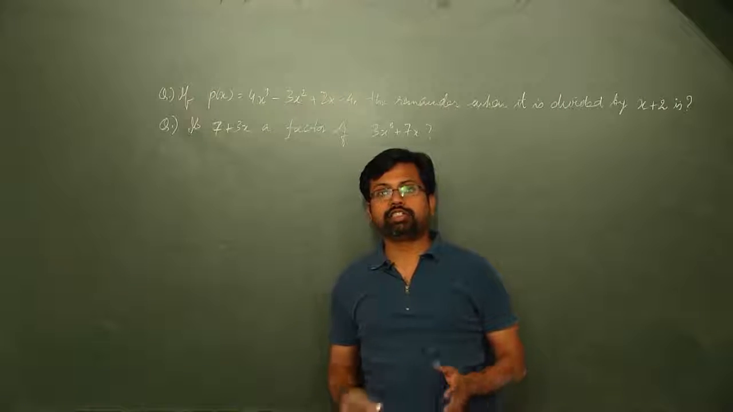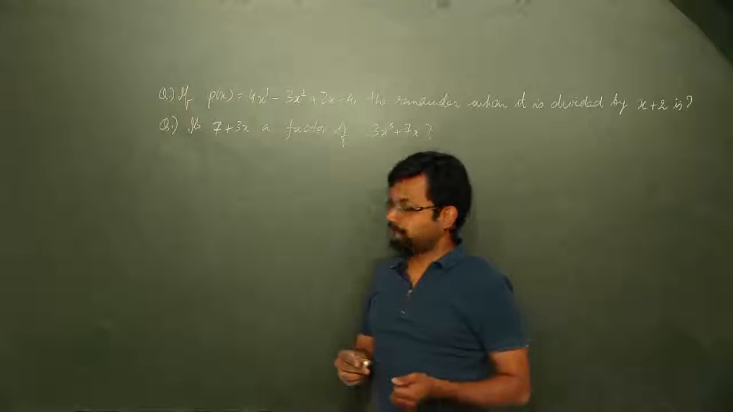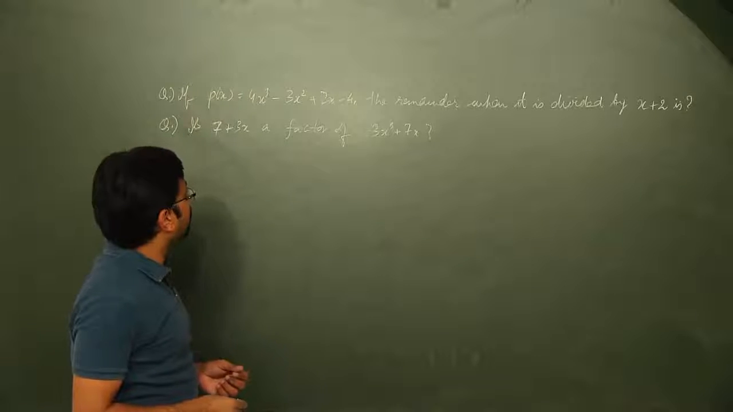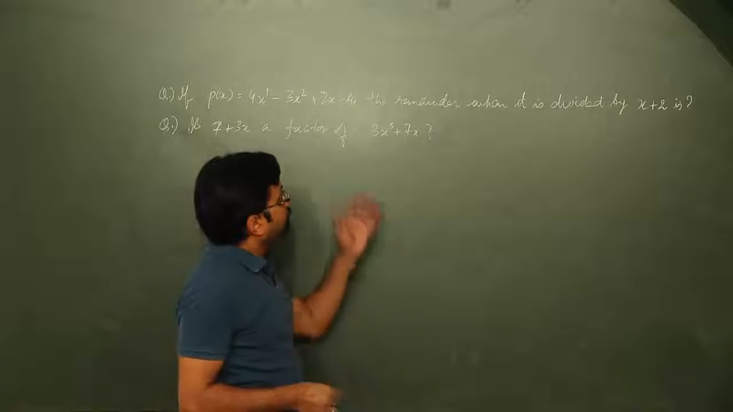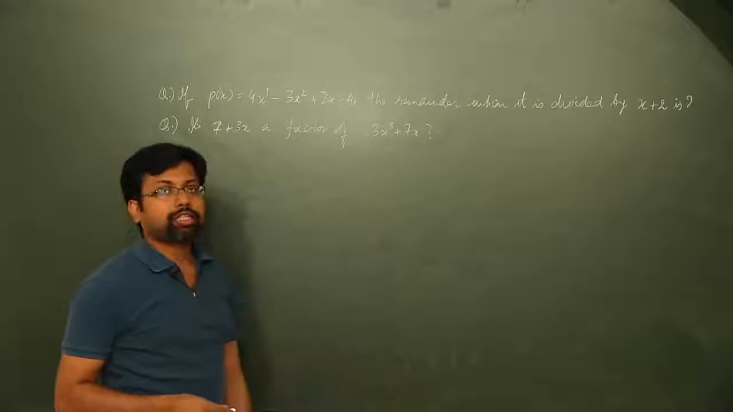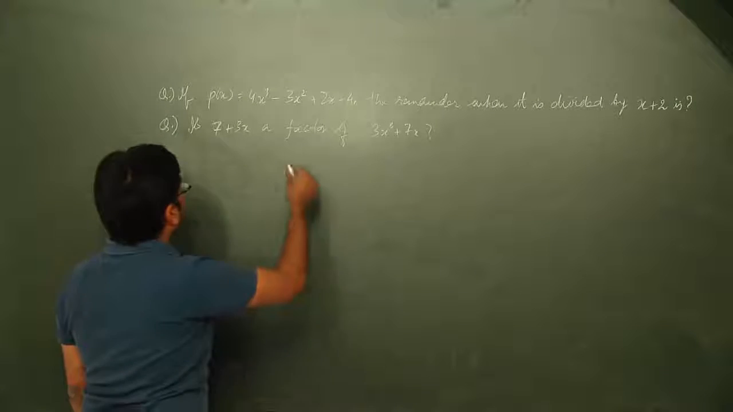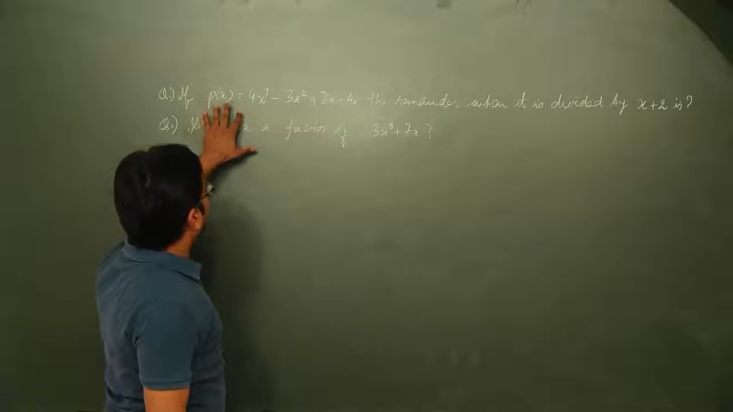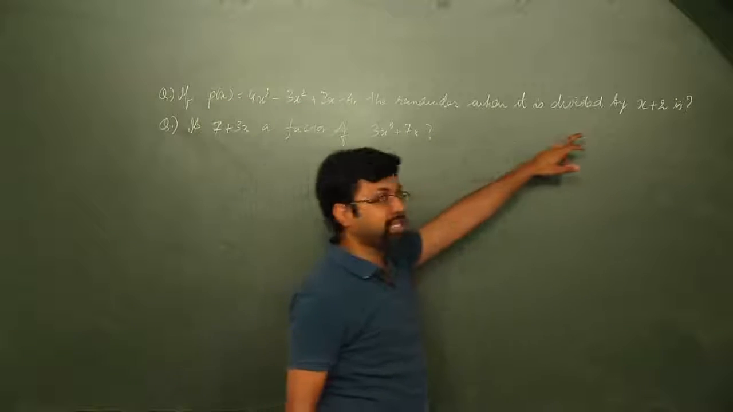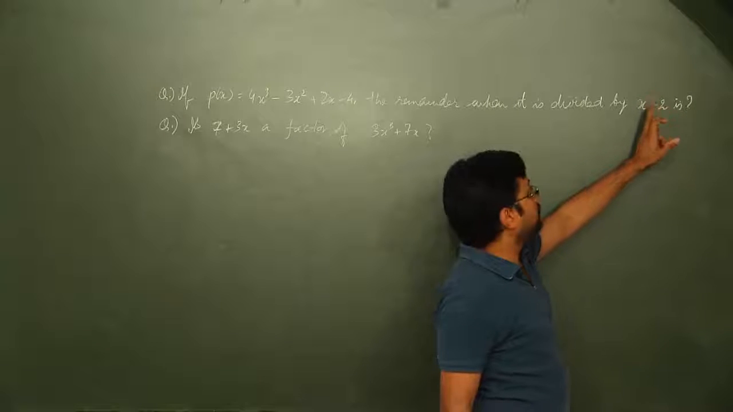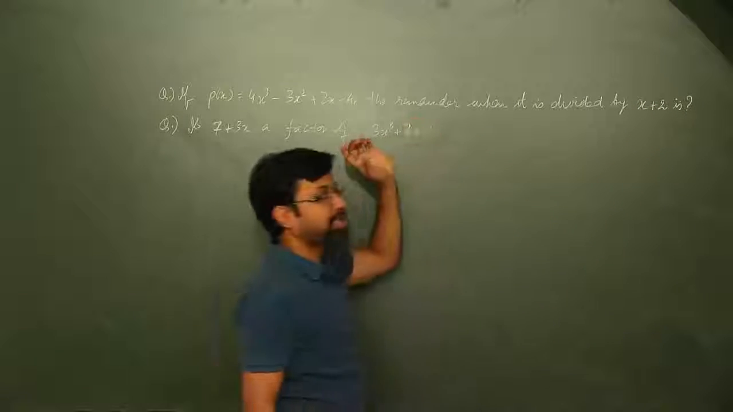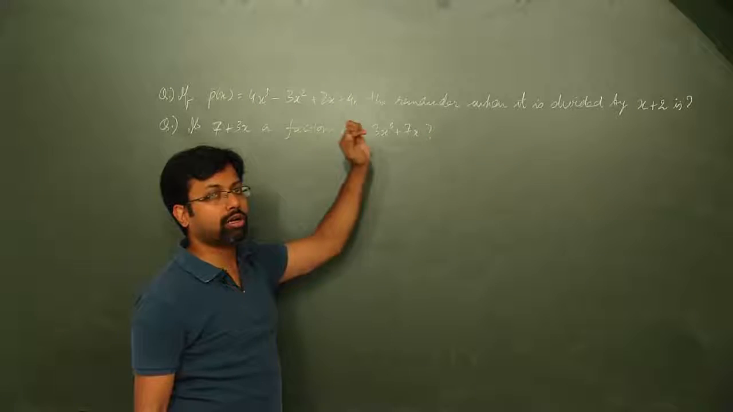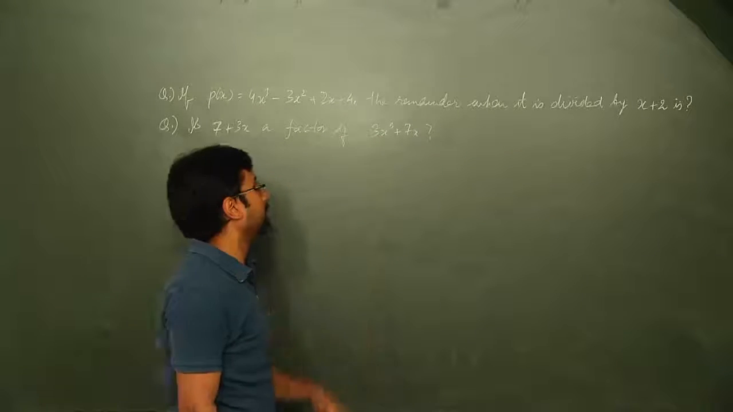Let us take these two basic examples. The first one says if P(x) is given as 4x cubed minus 3x squared plus 2x minus 4, find the remainder when it is divided by x plus 2. For this we will be using the remainder theorem, and the remainder theorem says that when P(x) is divided by G(x) equal to x plus a, then the remainder will be P(minus a).